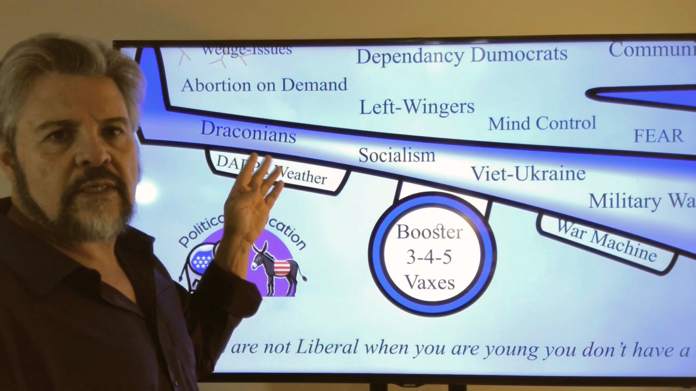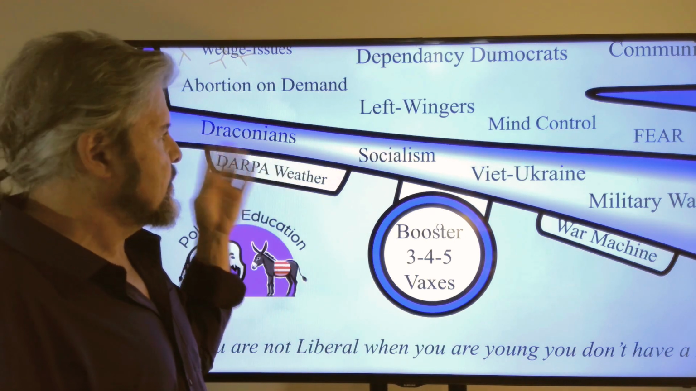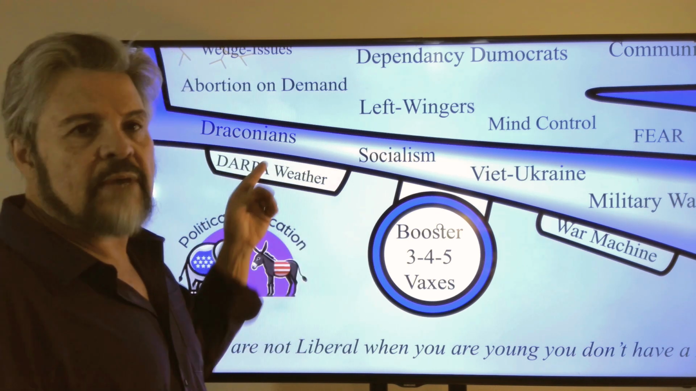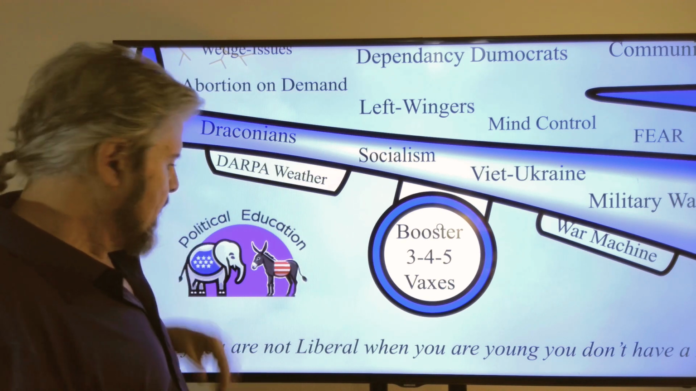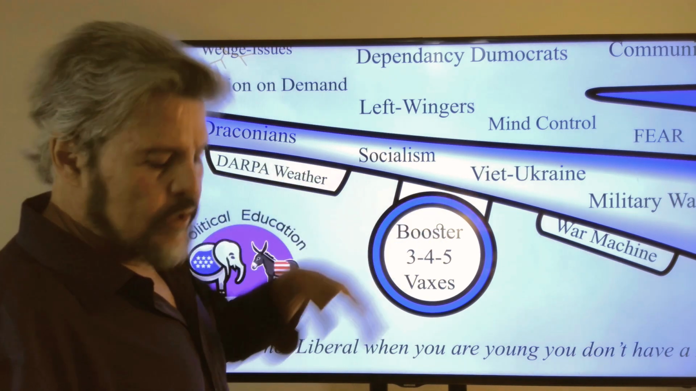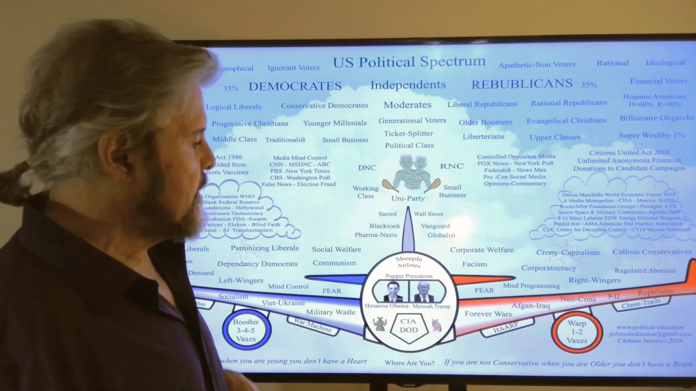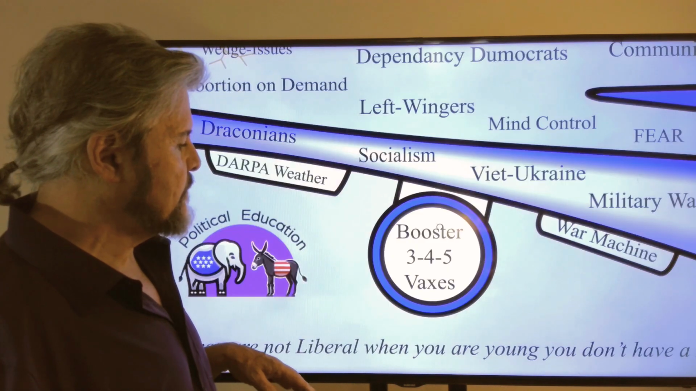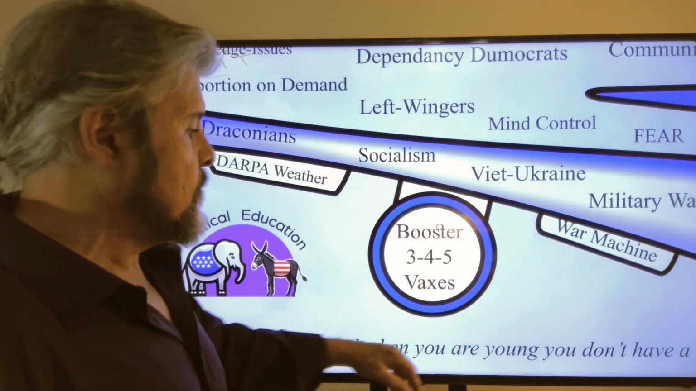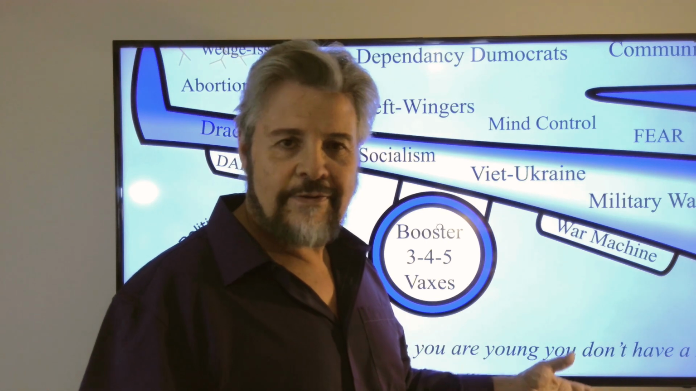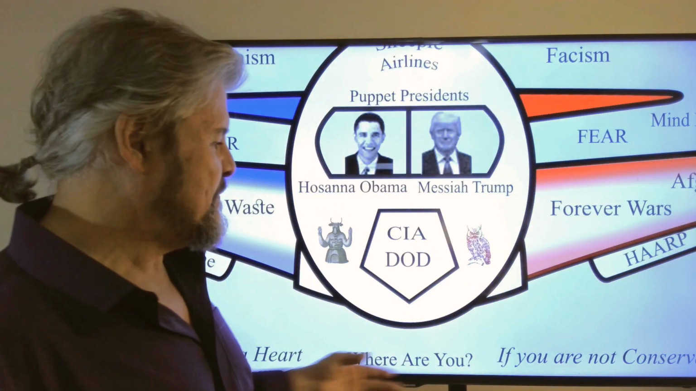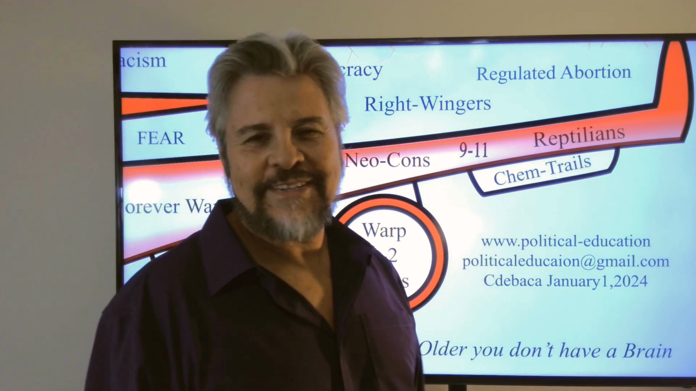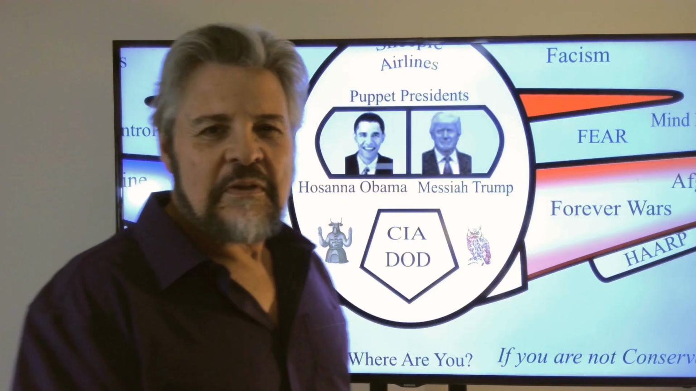The Draconians, again, the Draco, this is another group of entities that are running the planet or fighting for the planet and manipulating humanity since the beginning of time. All right, so we'll spend more time on each of these topics, and this way you can get a really good perspective as to how this stuff really works. If you're not liberal when you're young, you don't have a heart. If you're not conservative when you're older, you don't have a brain. So keep that in mind.